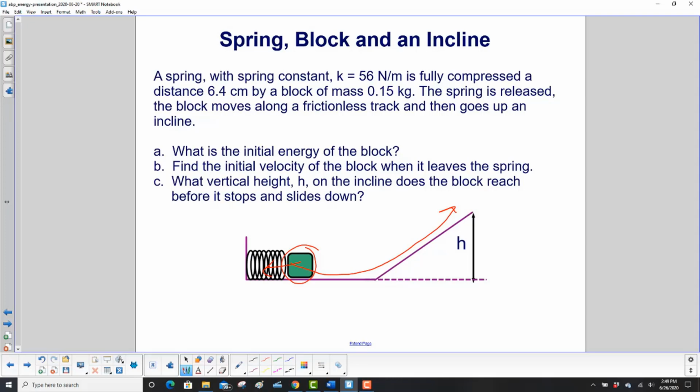We have a spring constant. We have a distance that the spring is compressed, in centimeters. We're going to have to convert that to meters. And we have a mass of the block.